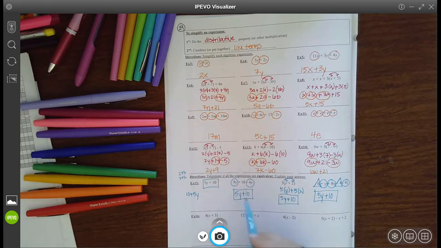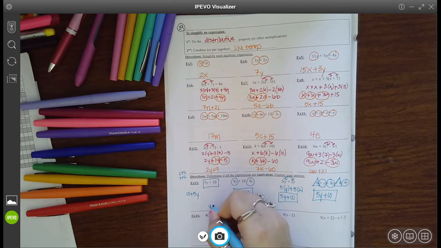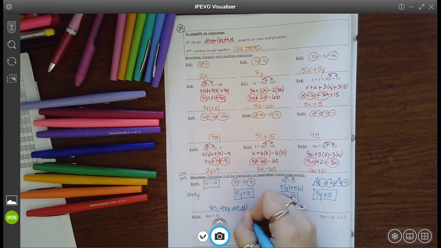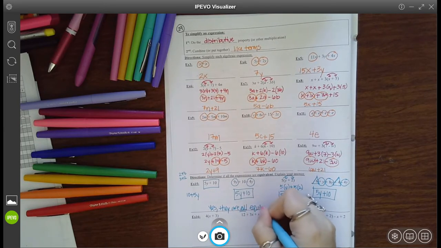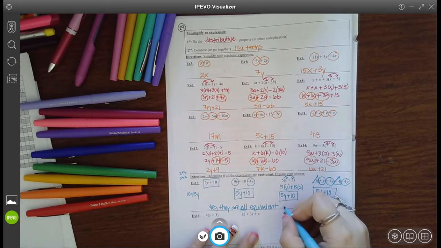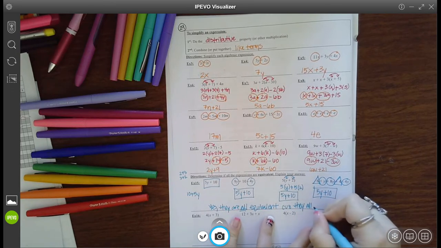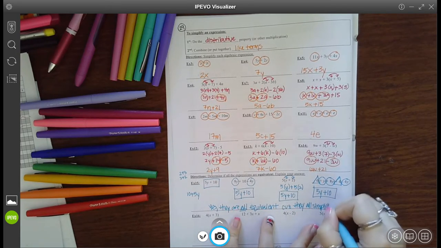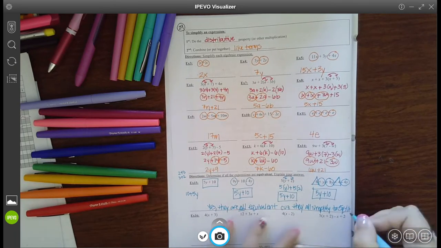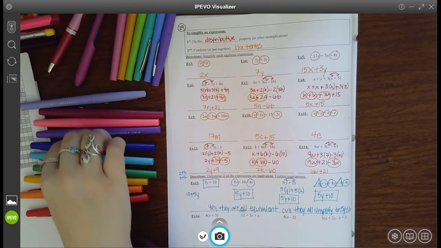Okay, so are all of these saying the same thing? Yes, they are all equivalent. Equivalent just means equal, right? It's a fancy word for equal. Because they all simplify to 5y plus 10. They all simplify to the same thing. So that makes them equal or equivalent to each other.